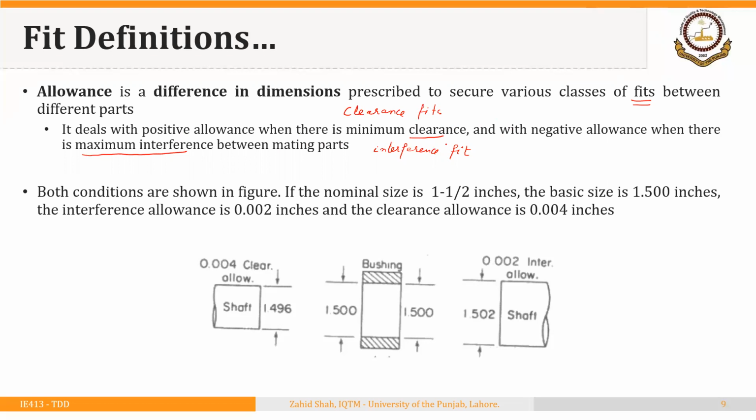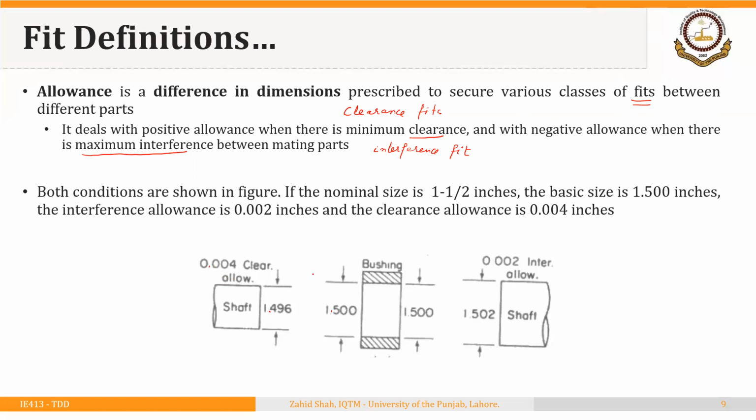So both conditions are shown in the figure. If the nominal size is 1.5 inches, the basic size is 1.500 inches. The interference allowance in this example shown below is 0.002, and the clearance allowance is 0.004 inches. So we have a shaft and a hole. The shaft has a diameter of 1.496, the hole has a diameter of 1.500. So you could see that the shaft is smaller than the hole.